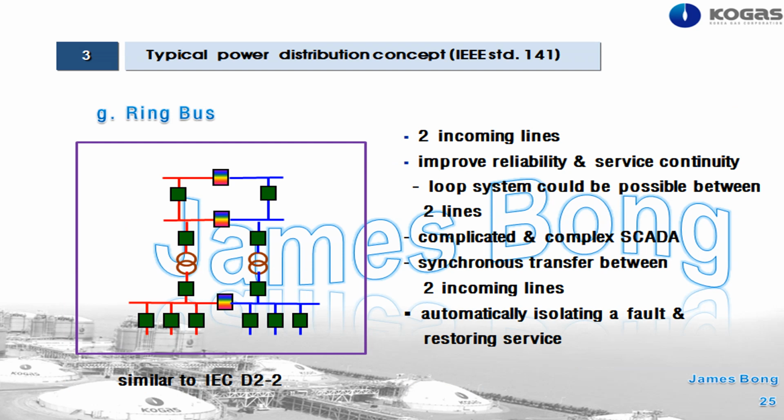Ring bus. This is similar to IEC D2-2, but I think this is a mixed distribution type between the secondary selective system and the loop system. SCADA is very complicated and complex, with many tie circuit breakers. It's possible to consist of various kinds of loops.